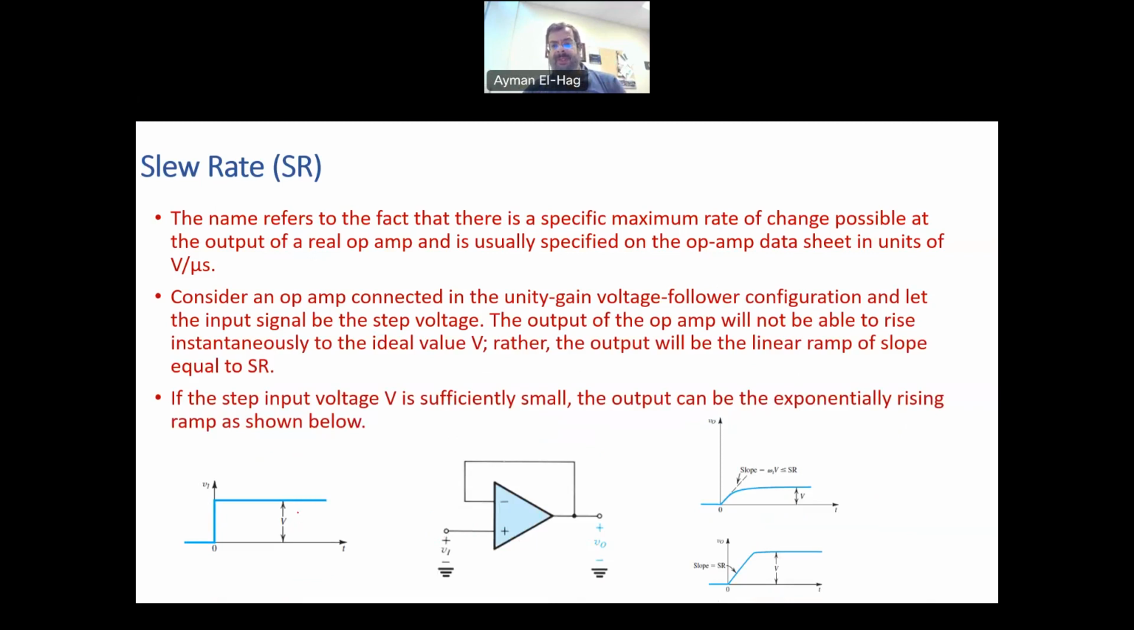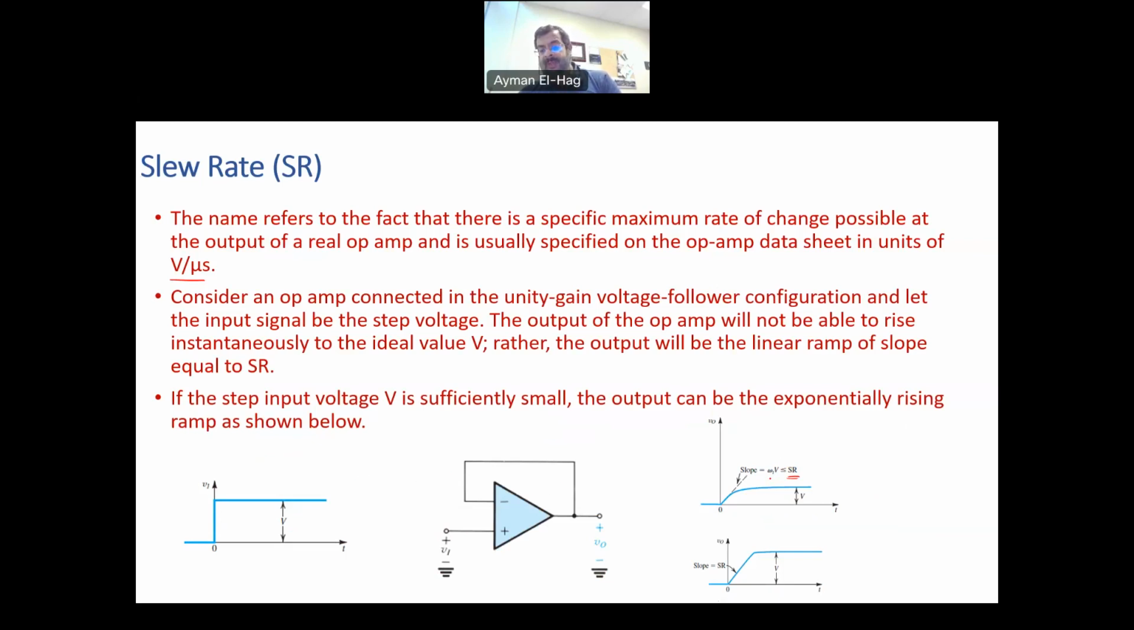But because of this slew rate, which is basically volt per microsecond, how much the signal in the output can follow your input, you will have basically either an exponential function if omega t, which is the bandwidth of your op-amp, times the voltage is less than or equal to the slew rate. If this condition is satisfied, then the output, if you have a step function, will follow basically an exponential function.